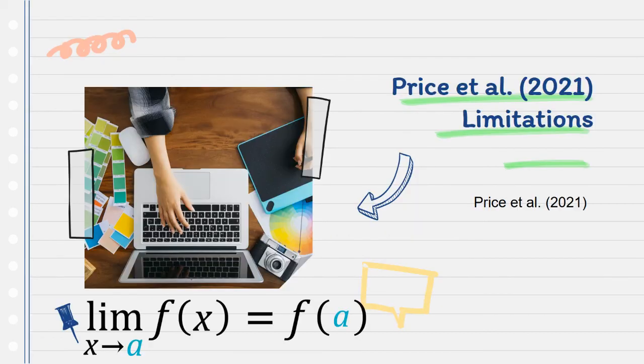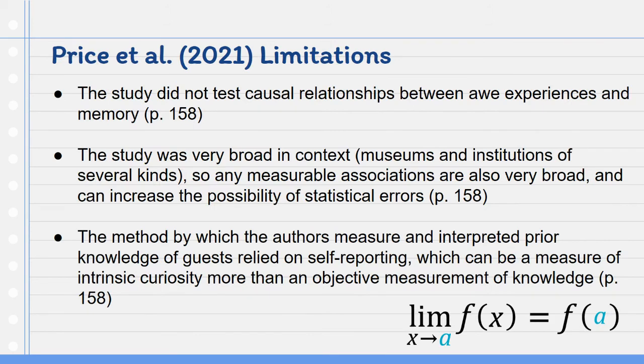Next up are the limitations of the study. Price et al. noted a few limitations with their study, including that the study did not test causal relationships between awe experiences and memory. The study was very broad in context, where museums and institutions of several kinds were included, so any measurable associations are also very broad and can increase the possibility of statistical errors. And the method by which the authors measured and interpreted prior knowledge of guests relied on self-reporting, which can be a measure of intrinsic curiosity more than an objective measurement of knowledge.